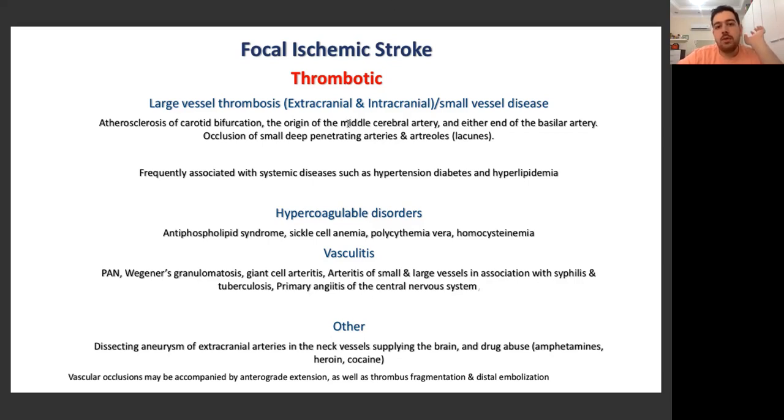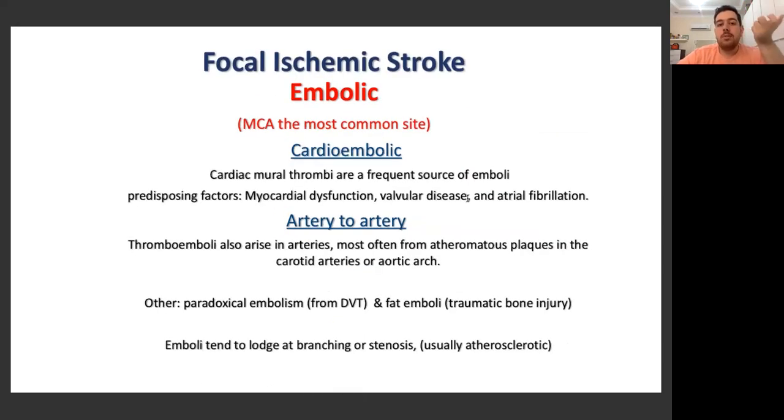So in summary for this slide, what are the causes of ischemic stroke? Atherosclerosis, vasculitis, hypercoagulable states. And you can just know some of the details about them. What about embolic stroke? So we've talked about the thrombotic causes. Now, what about the emboli?